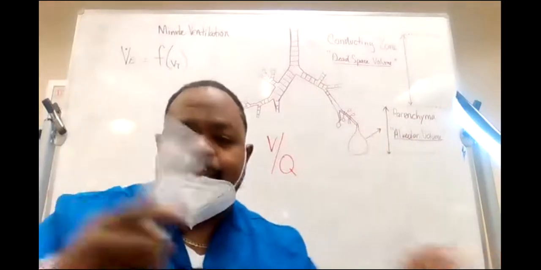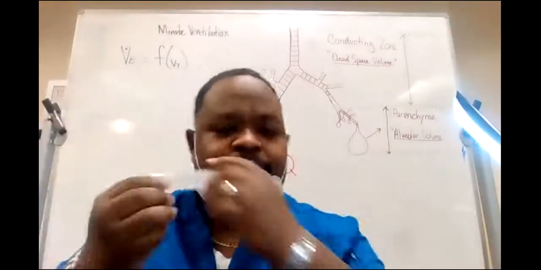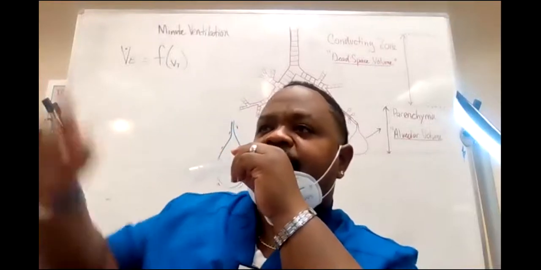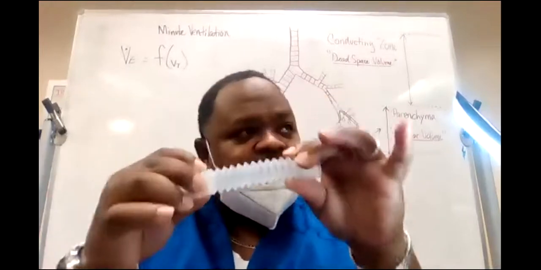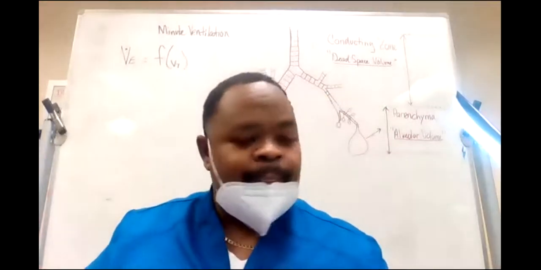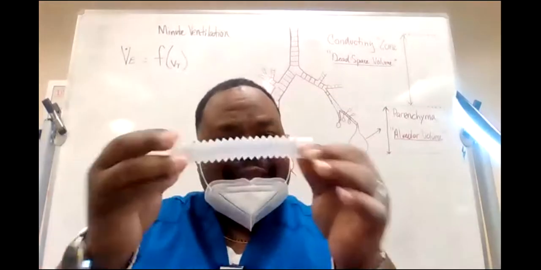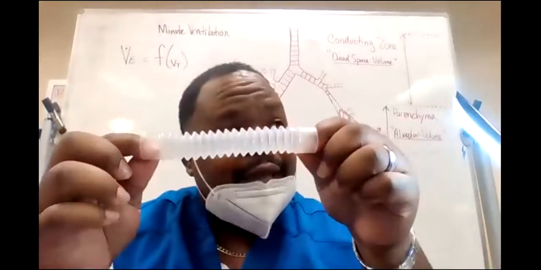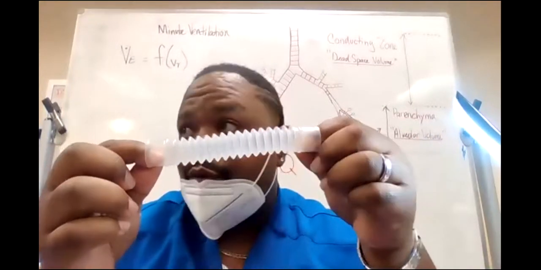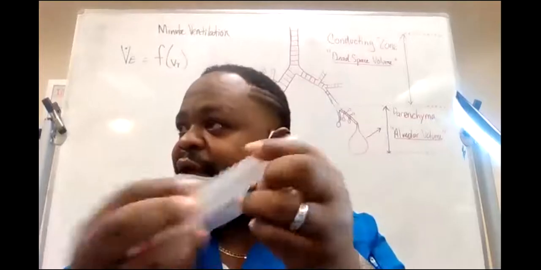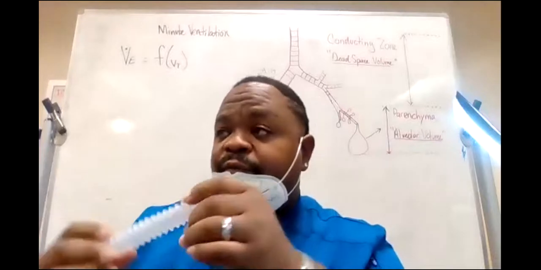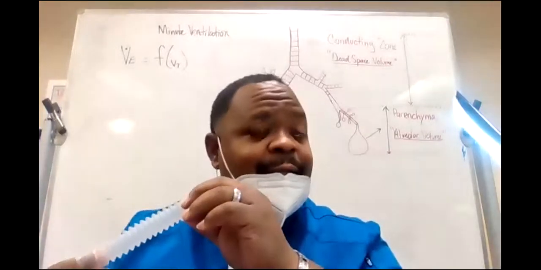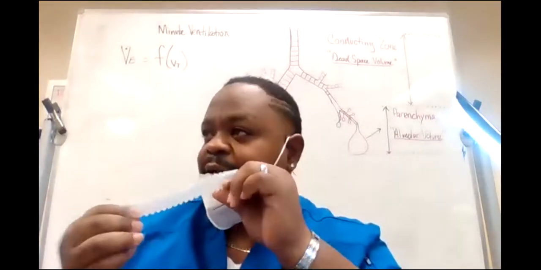But what if I add more tubing to the circuit? So I said, that ain't enough. Grandma wants to be in the living room instead of the bedroom. So we got to add more circuit to her system, right? Well, the gas that's inside of this, is that participating in gas exchange? No. There's no blood around this, right? This is mechanical. This is anything I add. I added more tubing. Therefore, this is more dead space that I'm adding, which is mechanical dead space.